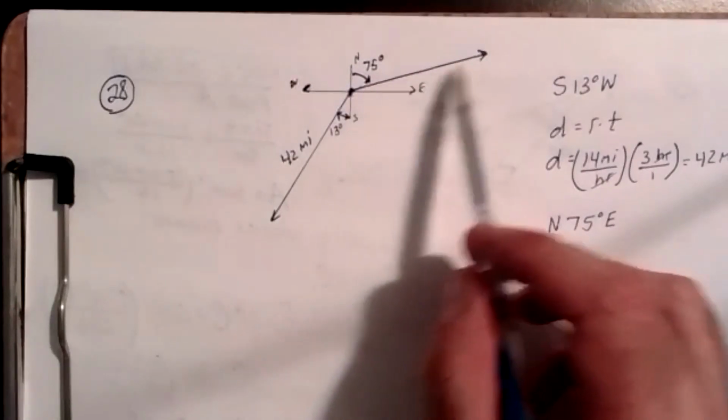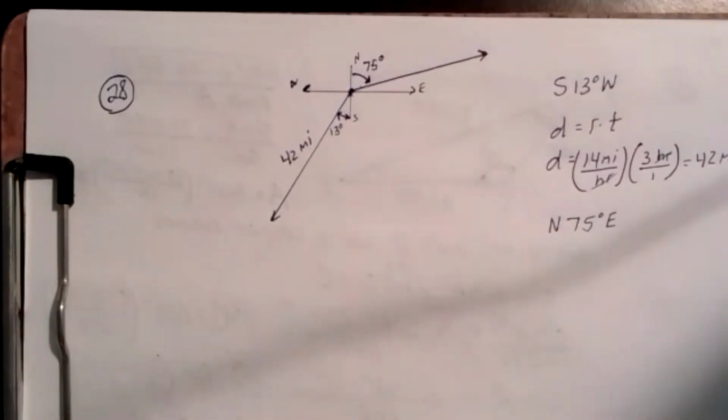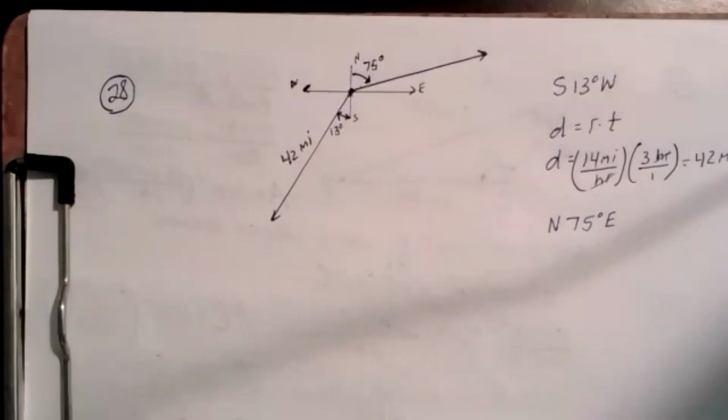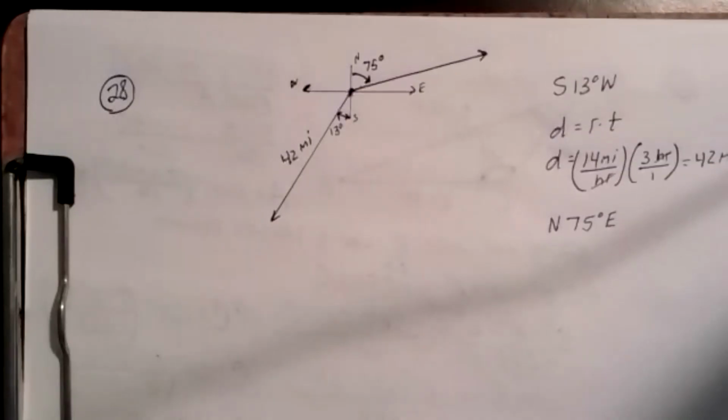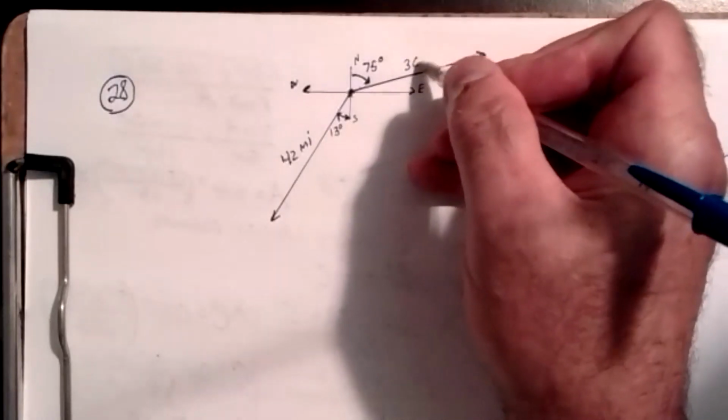The second ship travels at a speed of, what was its speed? Was it 13 miles per hour? 12 miles per hour, excuse me, for 3 hours. Ladies and gentlemen, how far did the second ship travel from harbor? 12 miles per hour times 3 hours is 36 miles.